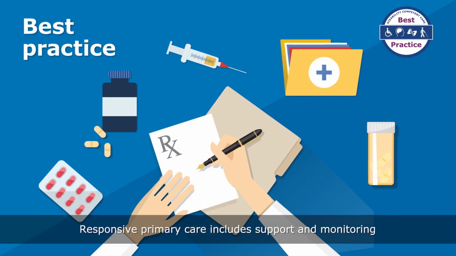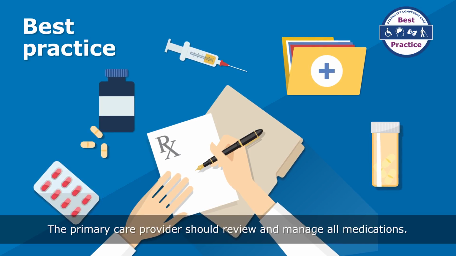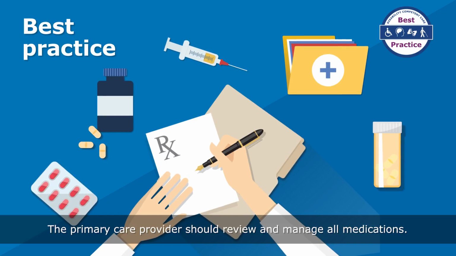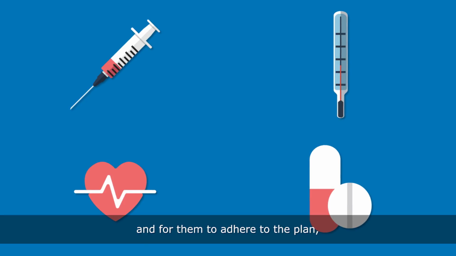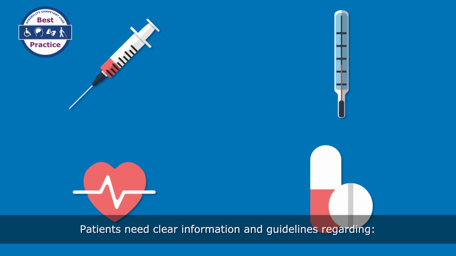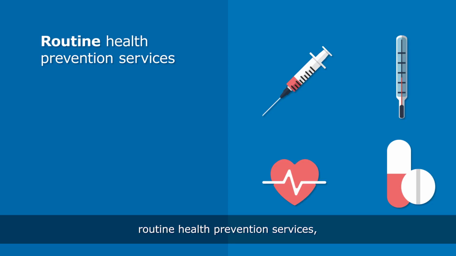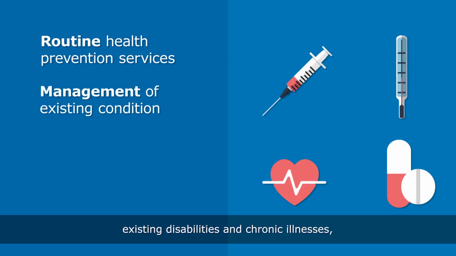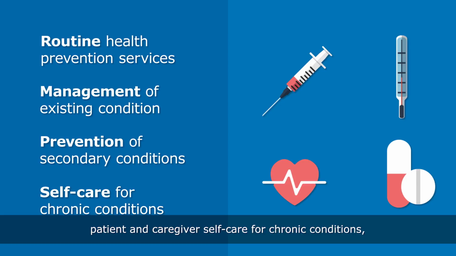Responsive primary care includes support in monitoring patient compliance with recommended medication. The primary care provider should review and manage all medications. For patients to be an active part of their own healthcare planning and for them to adhere to the plan, they must be fully informed and educated about self-care. Patients need clear information and guidelines regarding routine health prevention services, management of conditions associated with existing disabilities and chronic illnesses, prevention of secondary conditions of disability, patient and caregiver self-care for chronic conditions, and reproductive health.